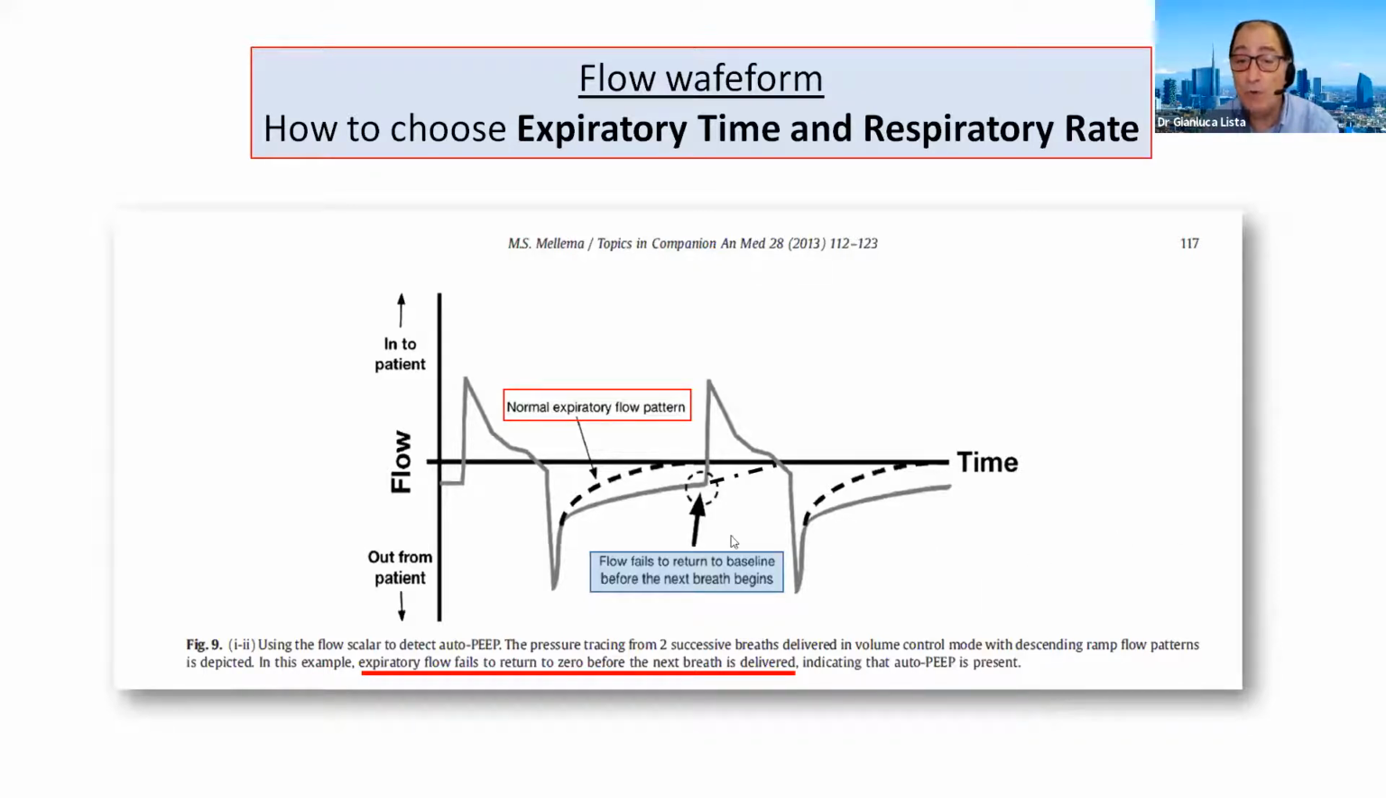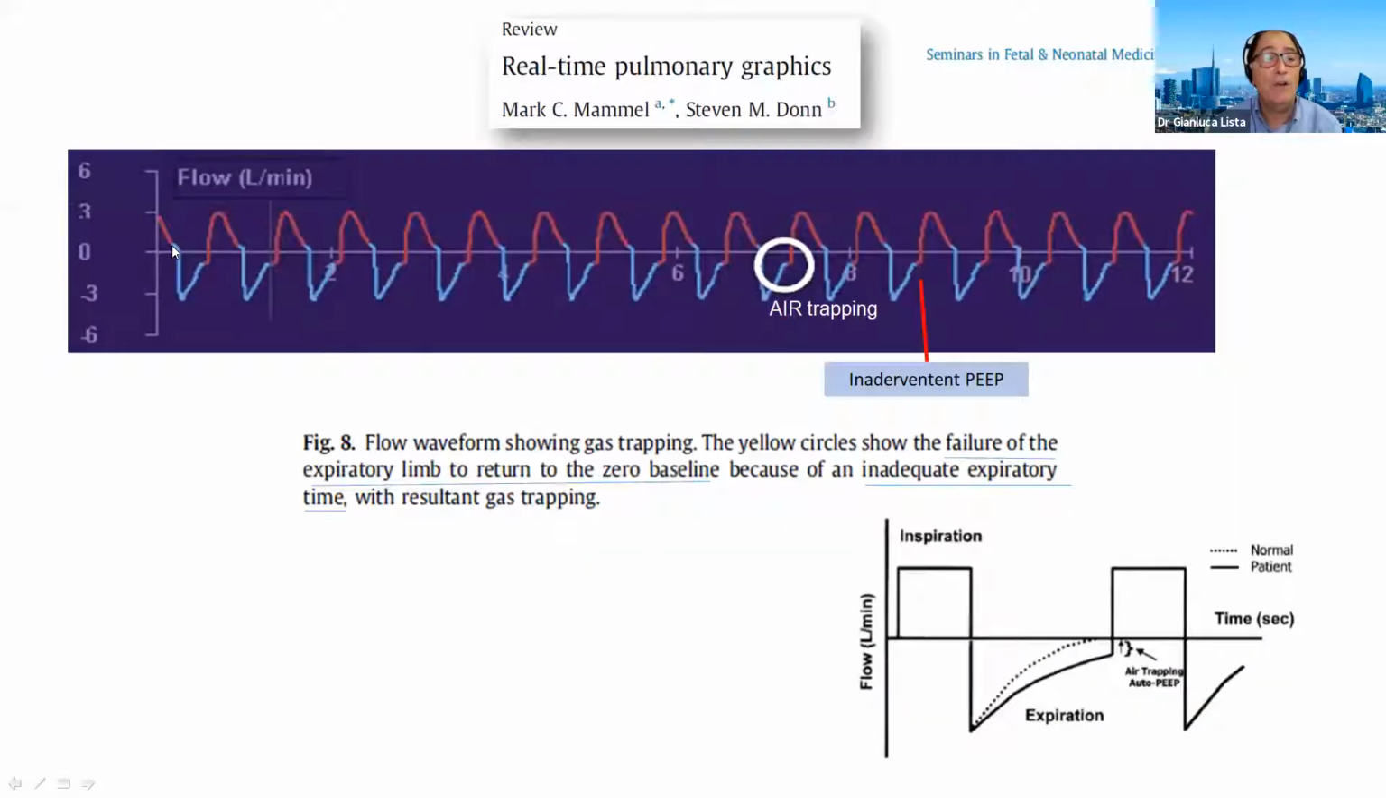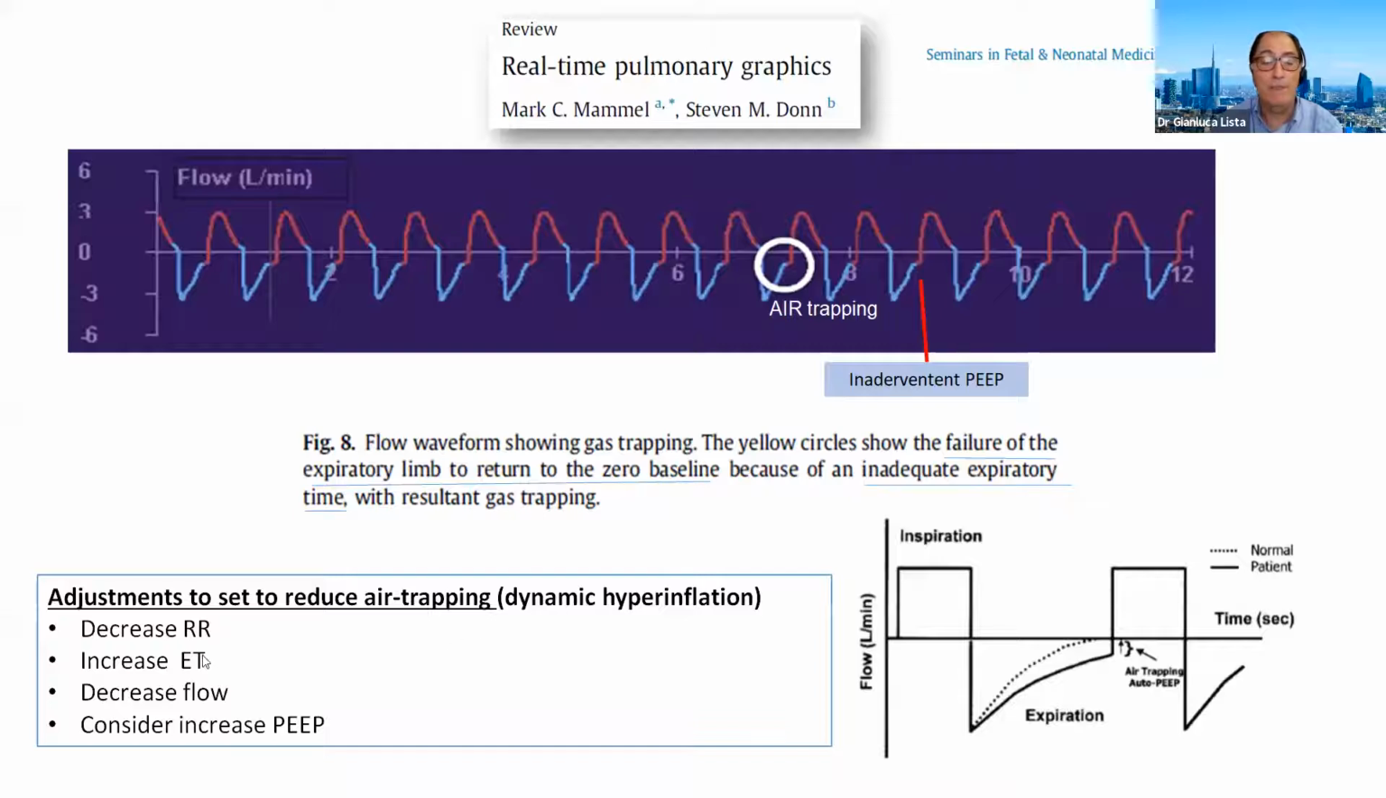It's very important to control this in your ventilation, because if your respiratory rate is too fast, like in this baby, you can see that there is a risk of inadvertent PEEP, and so the occurrence of air trapping. This is the antechamber of pneumothorax. If you want to reduce this risk, you have to decrease the respiratory rate to increase the expiratory time, and sometimes you have to consider increasing the positive end expiratory pressure.